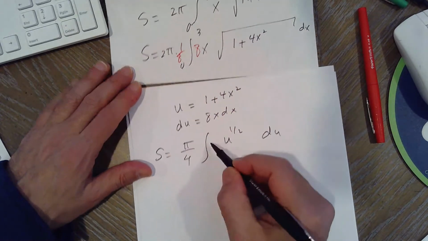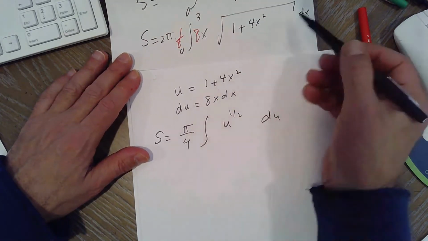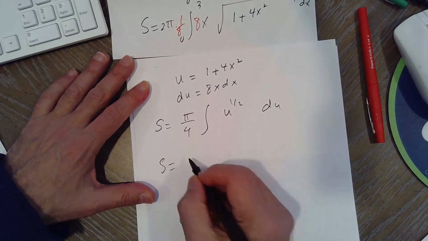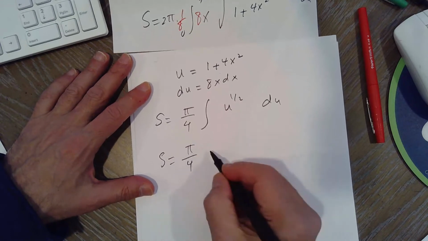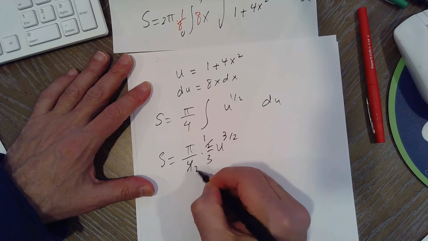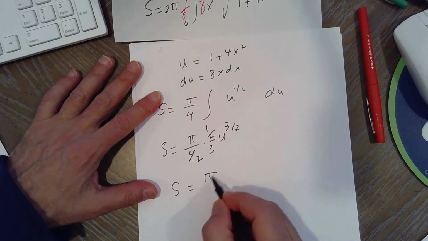And I'm leaving the limits out because u does not have the same limits. I don't want to switch them. I will switch back to the limits of x once x is back. So u to the 3 halves times 2 thirds. That cancels the 2. So pi over 6.